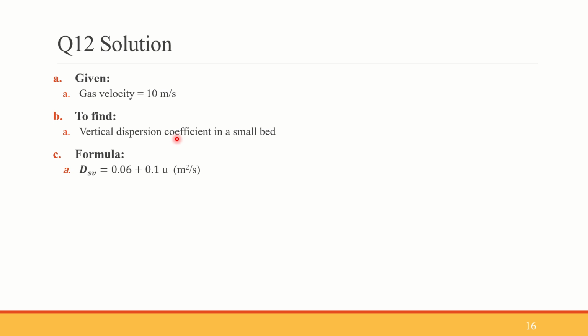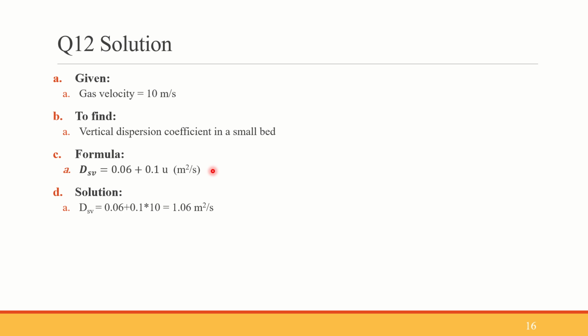And now we are going to see about the formula. Formula is DSB is equal to vertical dispersion coefficient is equal to 0.06 plus 0.1 into U in meter square per second. So I have given you the formula even. Now we are just required to find the answer. So DSB is equal to 0.06 plus 0.1 into 10. 0.1 into 10 it gives you 1, plus 0.06 it gives you 1.06. So answer is 1.06 meter square per second.